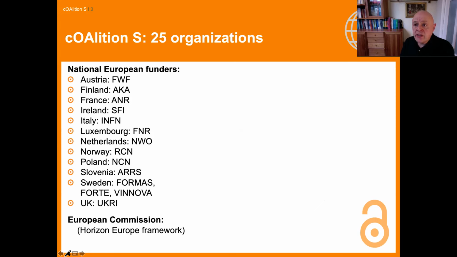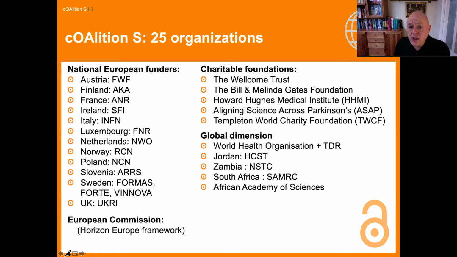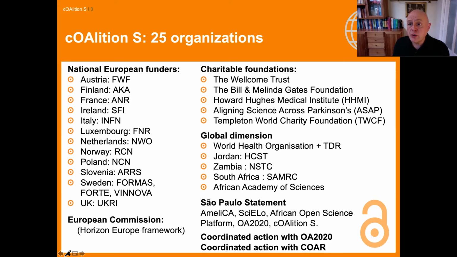cOAlition S is an organization consisting of 25 organizations, national European funders from Austria to the United Kingdom. The European Commission is on board with the Horizon Europe framework that will be carried out under conditions of Plan S. We have charitable foundations that are members of cOAlition S: Wellcome Trust, Bill and Melinda Gates Foundation, Howard Hughes Medical Institute, Templeton World Charity Foundations, and Aligning Science Across Parkinson's. We have a global dimension with the World Health Organization, and Jordan, Zambia, South Africa, and the African Academy of Sciences are also represented. We coordinate action with various other organizations that work towards full and immediate open access, such as AmeliCA, SciELO, African Open Science Platform, OA2020, and have signed the Sao Paulo Statement.